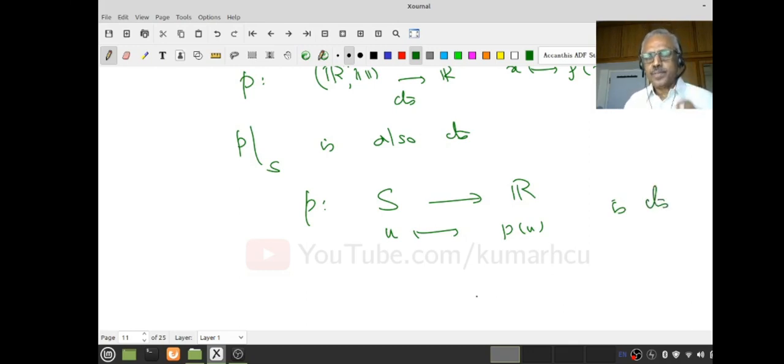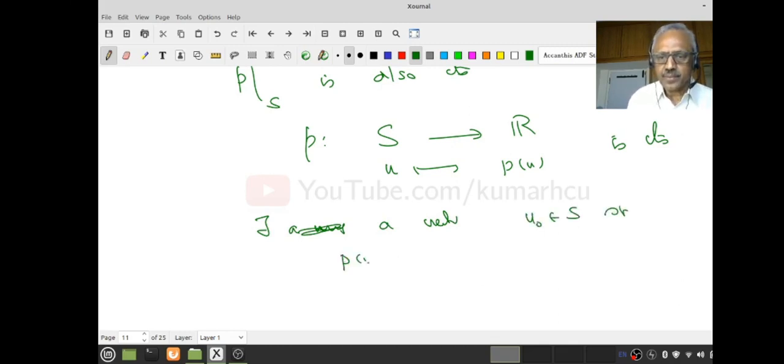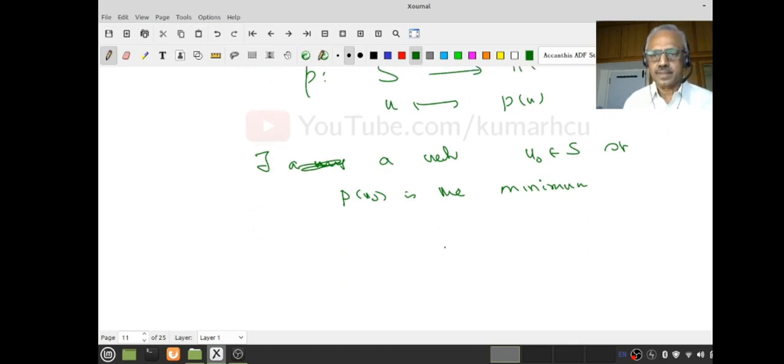Now, what do I know about S? S is compact and P is a real valued continuous function. Therefore, what is the important result about this? There exists a vector, call it u0, in S so that P of u0 is the minimum. What does it mean? For every u in S, P of u is greater than or equal to P of u0.